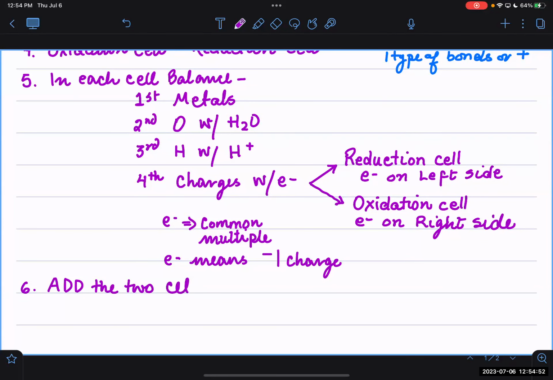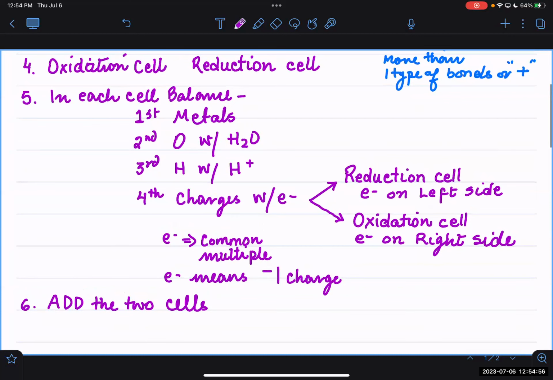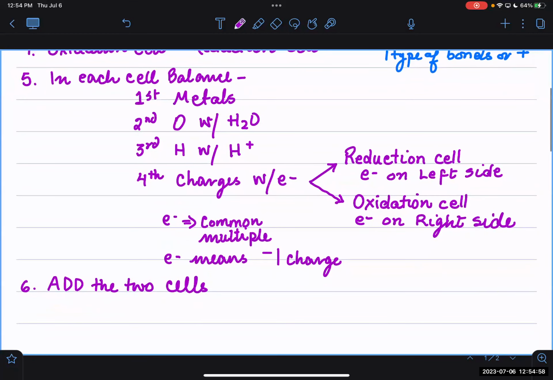Now this type of balancing is for the case where acids are used. You have already introduced the hydrogen ion, so this type of balancing is in the acidic medium. The same setup applies even for the basic medium. Everything is the same, but the hydrogen ion means acidic medium.